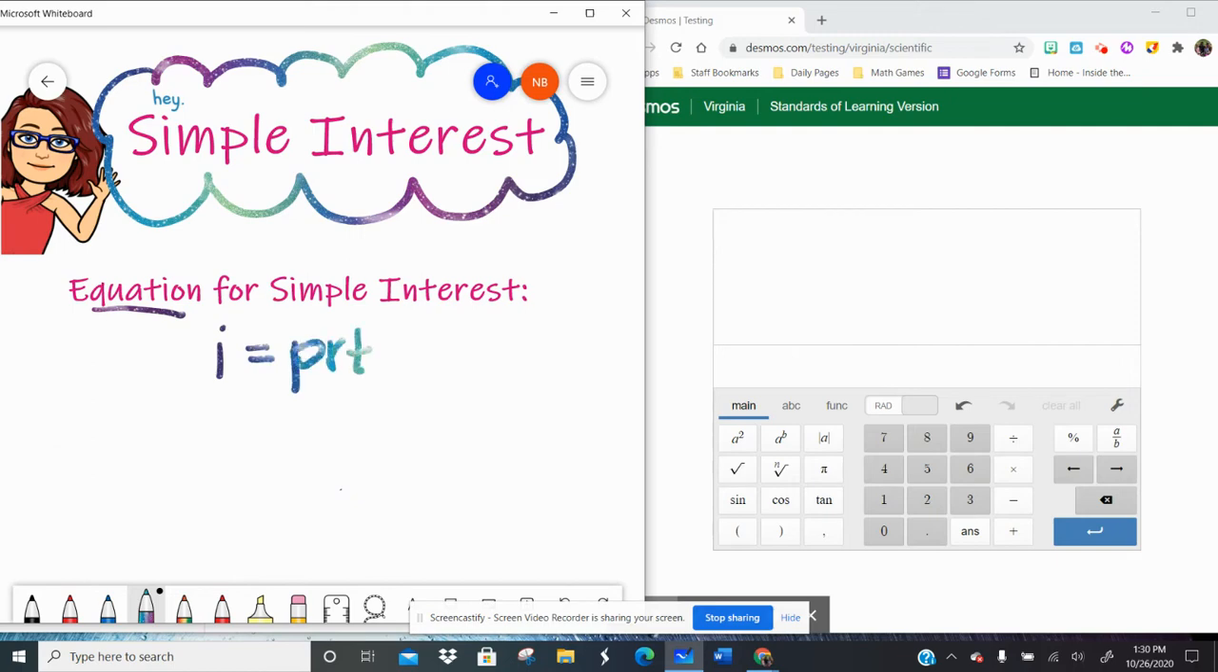All right, so let's look at these words. The I means interest. That's the amount of money you'll either pay back or earn from your principal investment or what you loan.